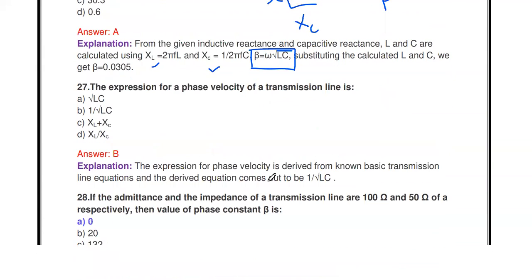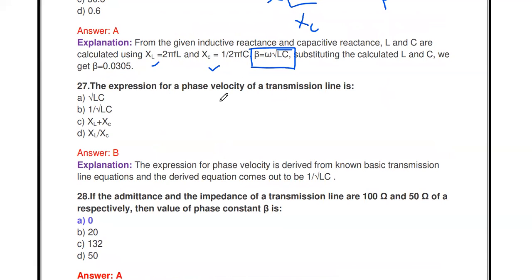Then the next one: the expression for phase velocity of a transmission line is dash. The phase velocity of a transmission line is 1 divided by square root of LC. Here four choices are given, and the phase velocity is nothing but 1 divided by square root of LC.